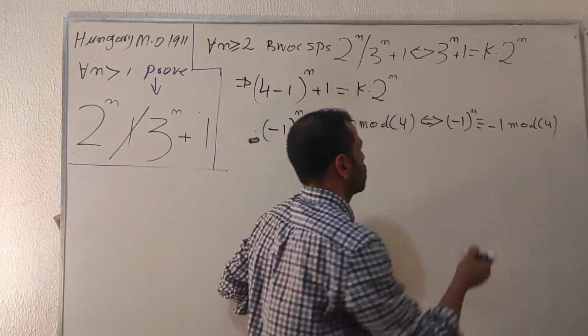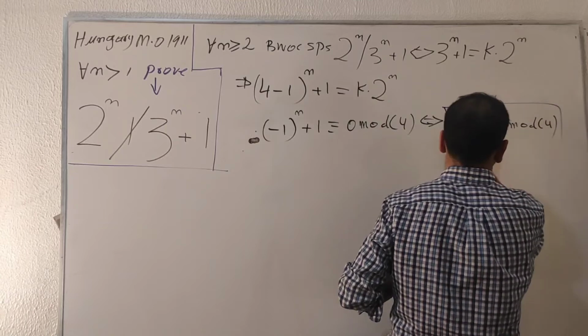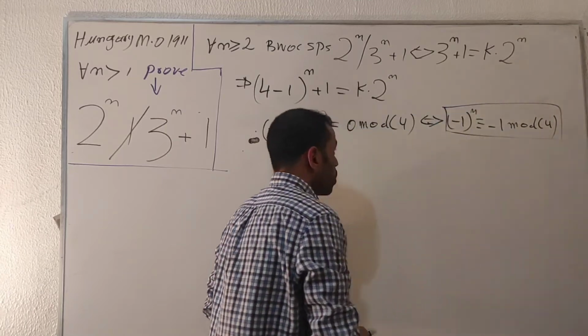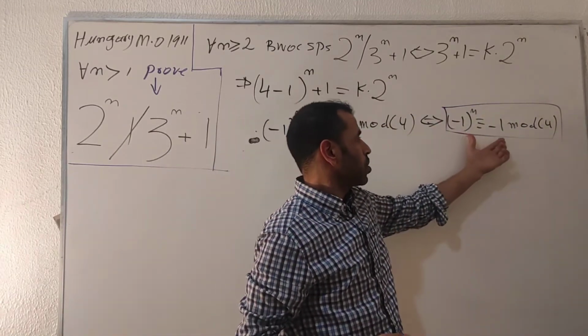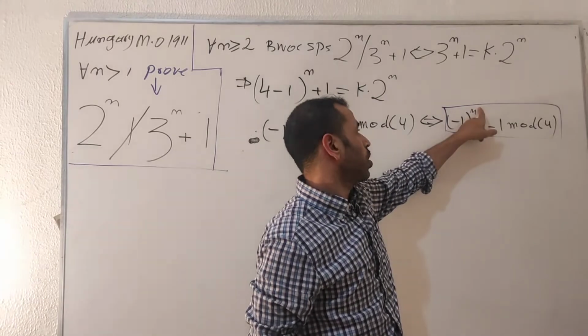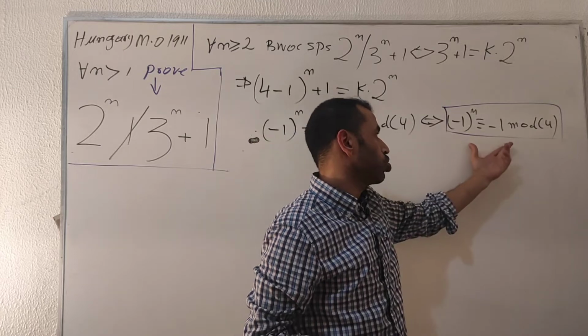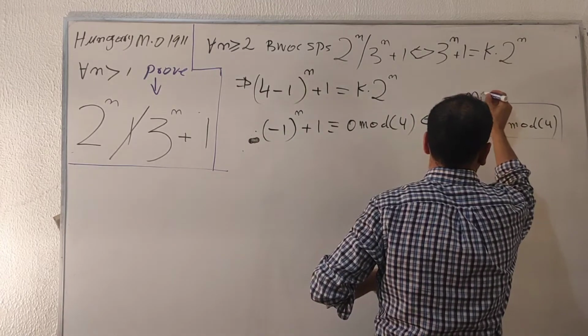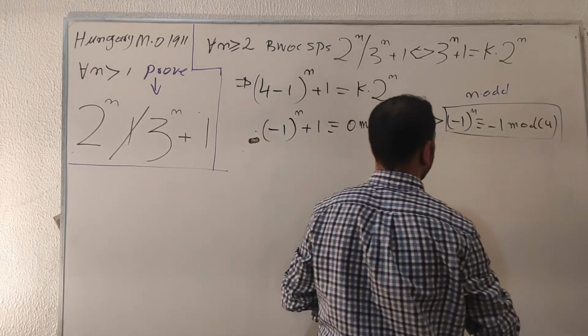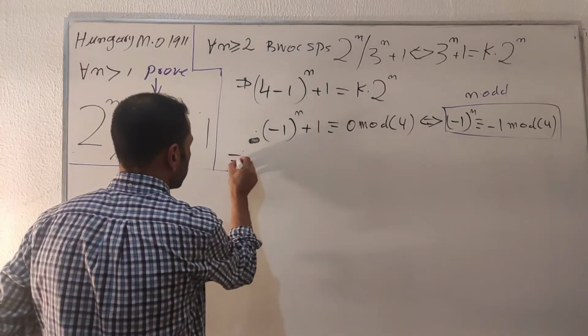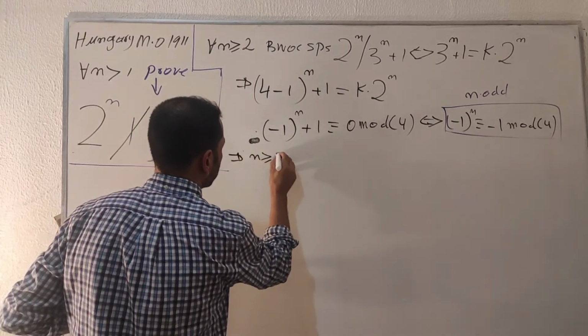Now I get this expression where both remainders are equal to each other when n is odd. If n is odd, this one turns into -1, which is true. So n must be odd, which means n is at least 3.